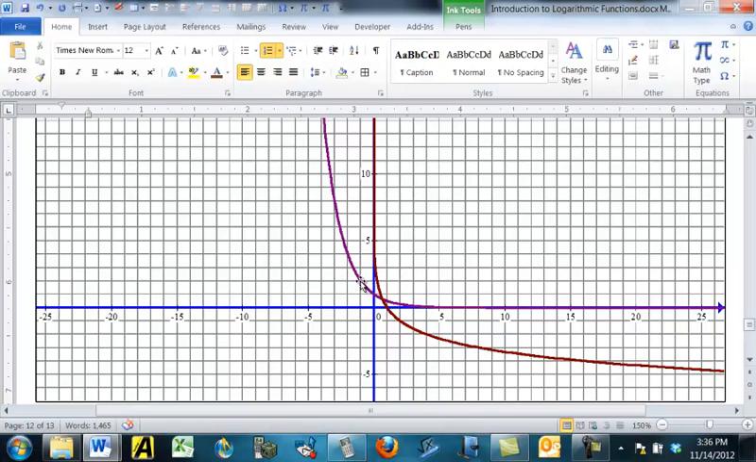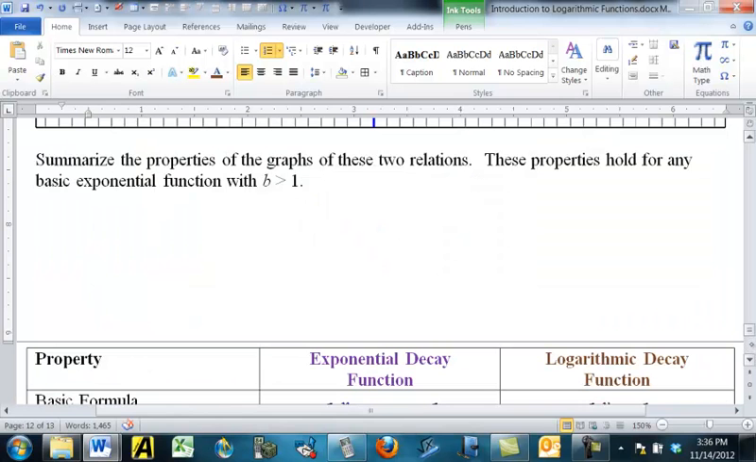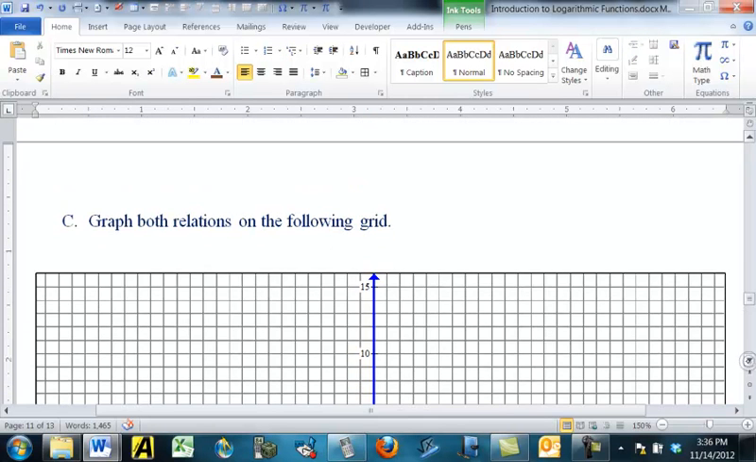Instead of this one having a point at -1, 2, this one here is going to have one at 2, -1. So if the original one has 2, -2, 4, the inverse is going to have one at 4, -2, and so forth. So what do we see here in the graph, in the table, and so forth? What properties do we see?